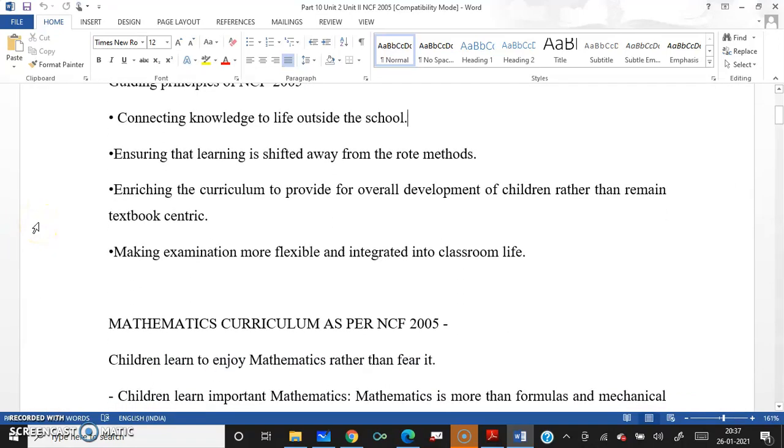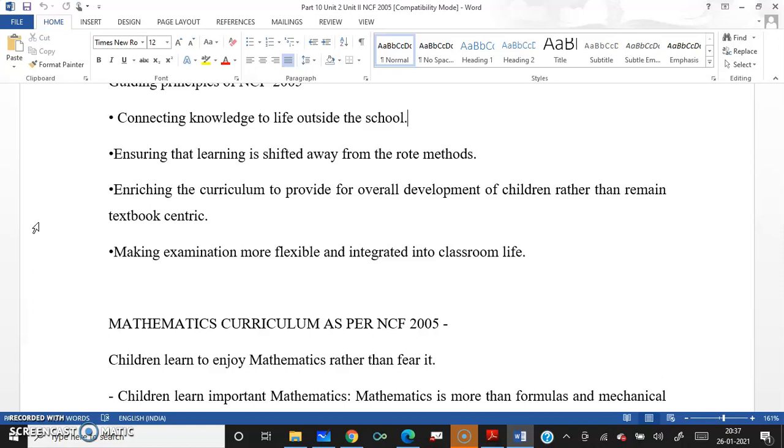Next is enriching the curriculum to provide for the overall development of children rather than remaining textbook centric. Overall development means their mental development, that is, their cognitive skills have to be improved, and also their physical development. They have to go outside and play. They should think about others. The social skills and so many other things are also there. That is, the overall development of the child should happen.